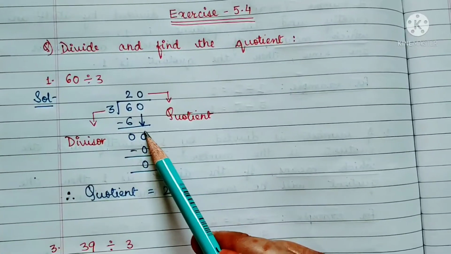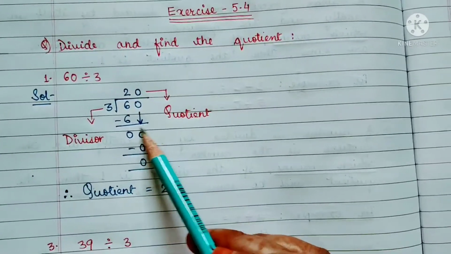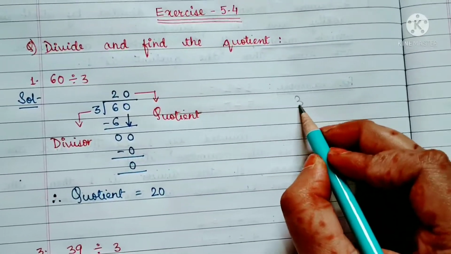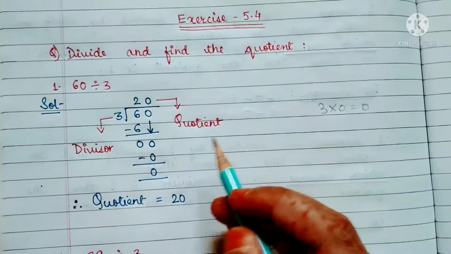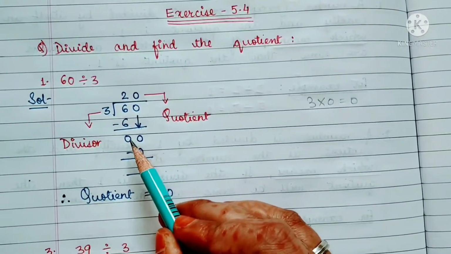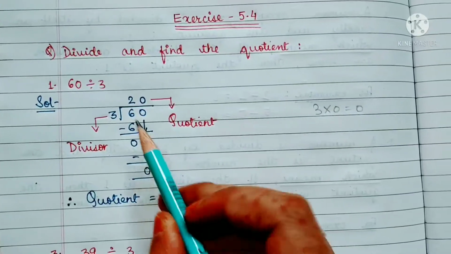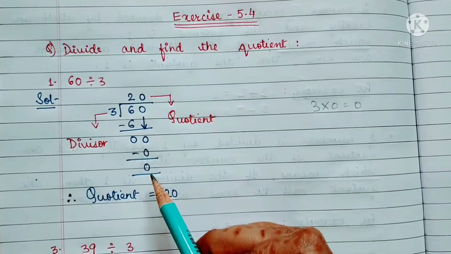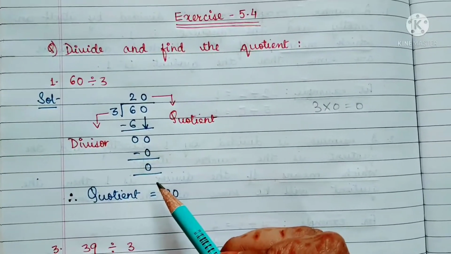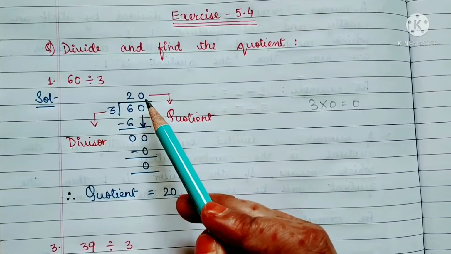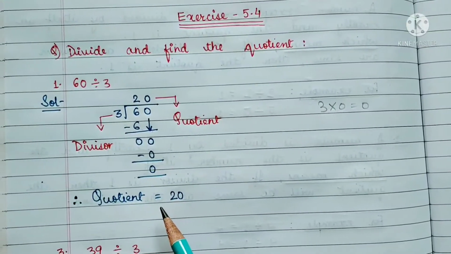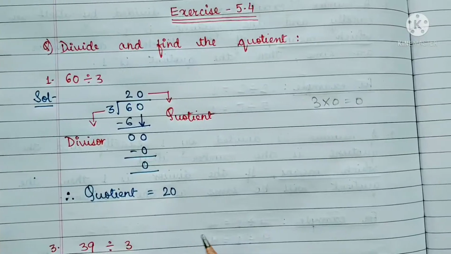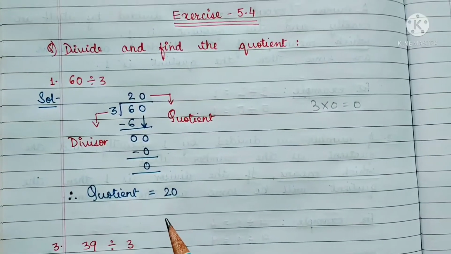Now we will recall the table of 3 so that we can find whether these zeros are there in the table of 3 or not. Yes, children, we know that 3 zeros are 0. So 3 zeros are 0 we have written, and we'll subtract. 0 minus 0 gives us 0. So ultimately our division is completed, and now we have got the quotient, which is the answer, which is equal to 20. So this was the divisor, this is the dividend, and this is the quotient. Children, in this way we'll divide all other questions.